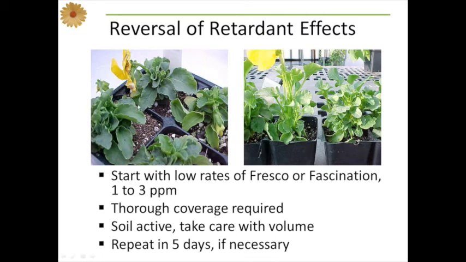And so what we're seeing with the Fresco and the Fascination, these products are labeled for reversal of retardant effects, growth retardants. If you have a plug like this, these were plugs that were planted and simply did not grow out, you can go in with very low rates, again starting at 1 to 3 parts per million, treating with the Fresco. Look to see what your response is within 5 days. After 5 days, you should see a response, and if you don't, you can go back in and make multiple applications. Really, you want to sneak up on this. Like Brian said, it's like stepping on the gas, and it's really hard to go backwards on that.